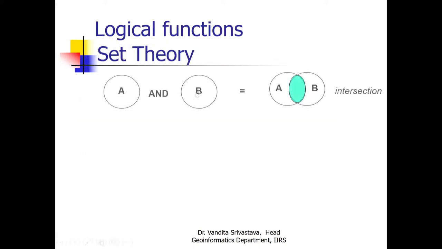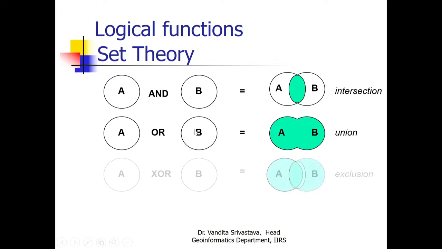So A and B, it will look something like this in set theory. A and B is like this. When both the conditions are satisfied, that is the intersection. A or B is like union. A XOR B is like mutually exclusive or exclusion.